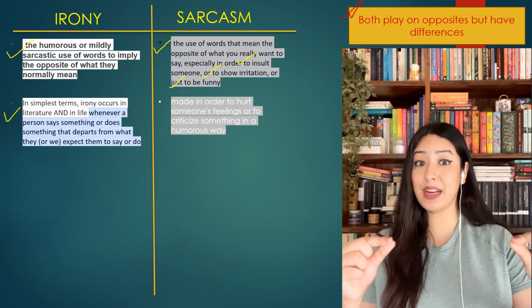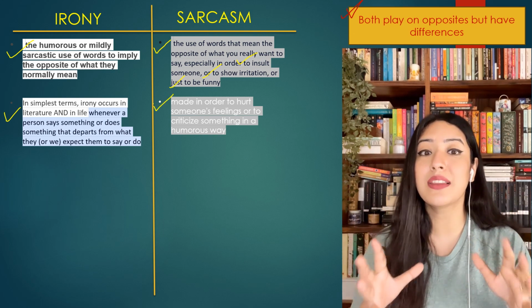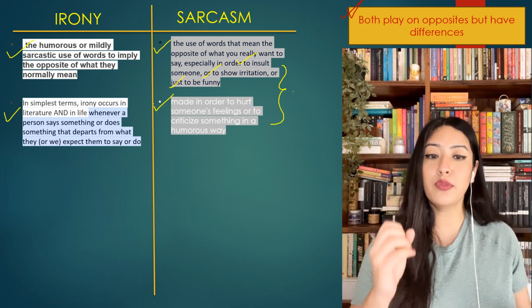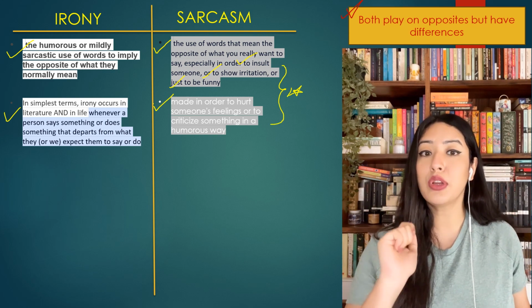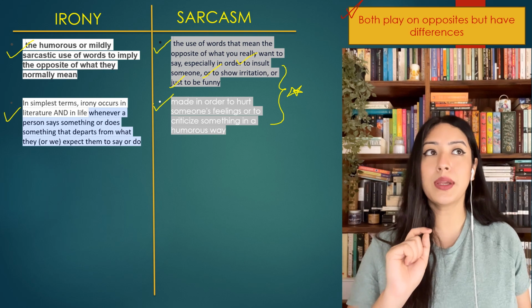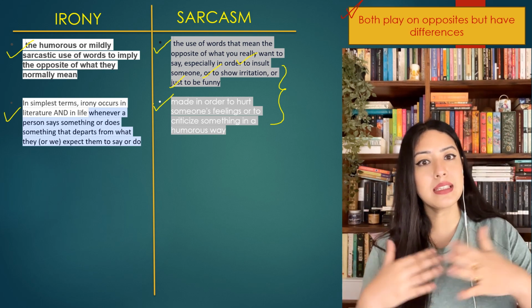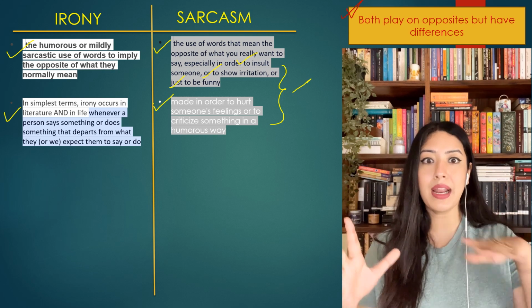So the thin line that I was talking about lies in the motive of what you're doing. If you're doing it to insult somebody, to critique somebody, or just to sound funny and humorous, that is sarcasm. But irony can be a statement also. You say a statement and the opposite happens.